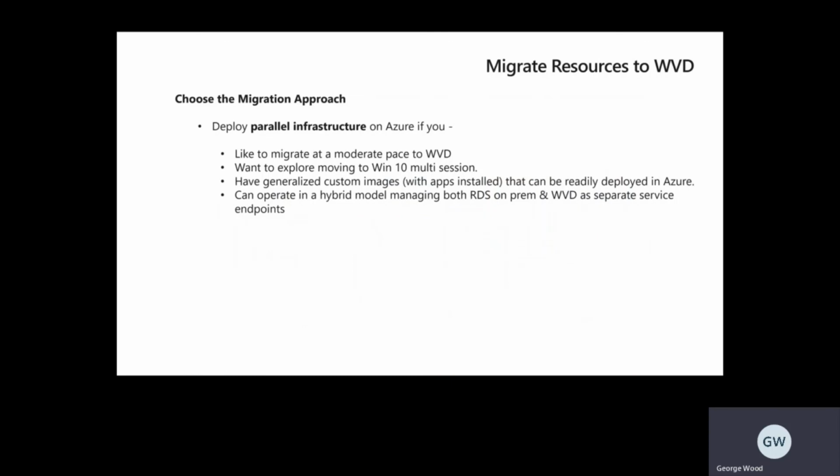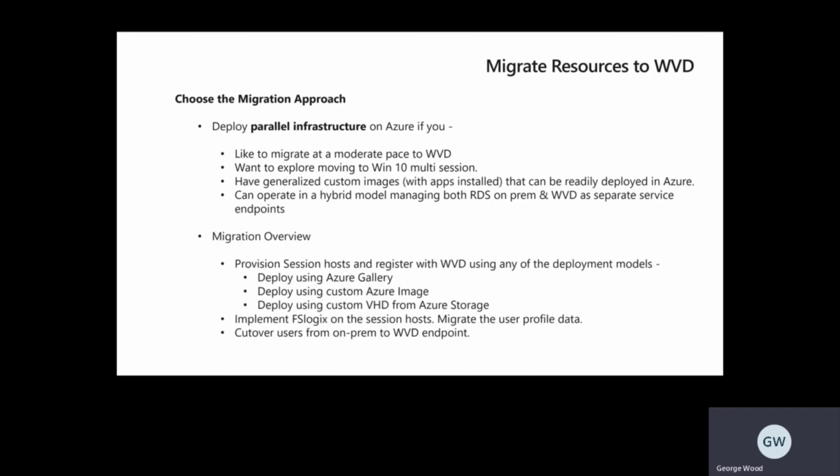And I guess we're coming back to migration, and when you're thinking about migration, you've got to think about how you really want to deploy this infrastructure. Do you want to deploy it in parallel? So would you like to have your existing RDS farm and Windows Virtual Desktop at the same time, side by side? And there are a few considerations to make around this. For me, probably the main consideration is cost. If you are running them both side by side, there is a cost portion of this that you'd need to consider. However, it does give you a huge amount of flexibility.